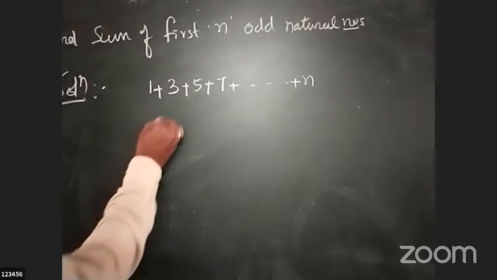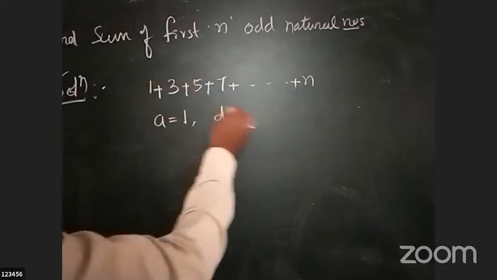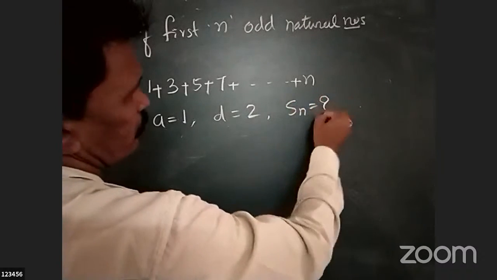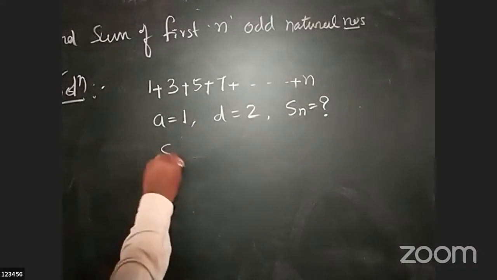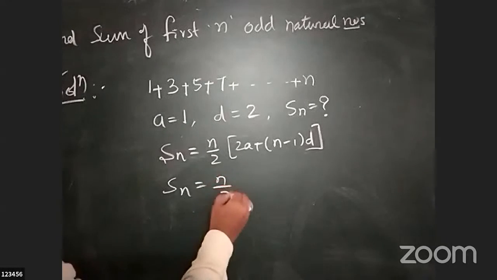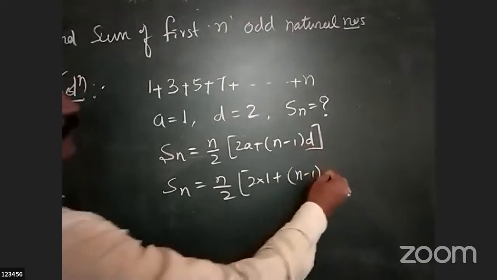So, a is equal to 1, d is equal to 3 minus 1, or a2 minus a1, 3 minus 1 is equal to 2. Yes, then we have to find out. n is not given there. And there is no need to find n here. Simply you put n as n only. Sn is equal to the formula is n by 2 into bracket 2a plus n minus 1 d. Sn is equal to n by 2 into bracket 2 into 1 plus n minus 1 as it is, d is equal to 2.